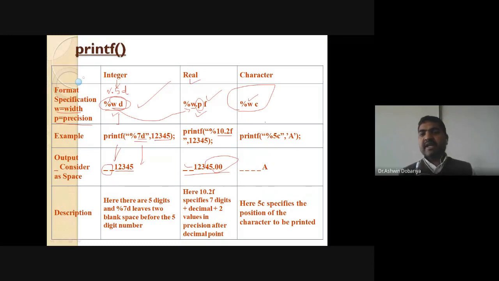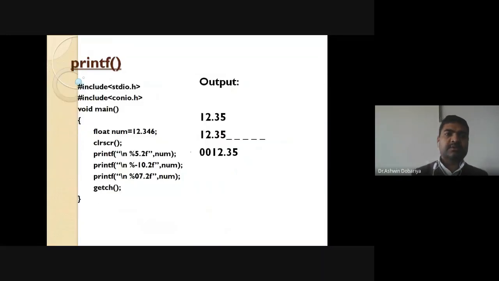Here see what happens in character. Here we have mentioned only a single character. If you mention %5c, it means total width is 5, and here the width is positive, so the data will be displayed on the right hand side. So the initial 4 are spaces. Now I hope this is clear.